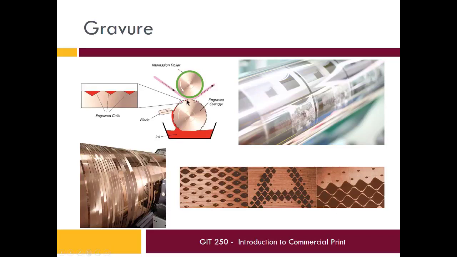which then draws the ink out of those wells, those little cells, and it transfers onto the substrate and moves on. And that would be just one color per unit. So this would be our magenta, for example. You'd have another cylinder for cyan, another one for yellow, and so on.